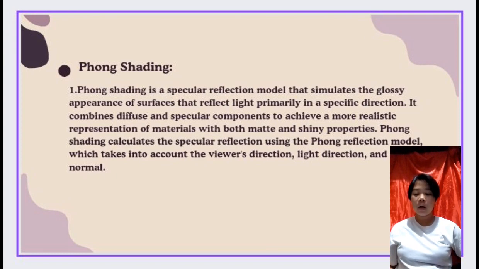Phong shading. Phong shading is a specular reflection model that simulates the glossy appearance of surfaces that reflect light primarily in a specific direction. It combines diffuse and specular components to achieve a more realistic representation of materials with both matte and shiny properties. Phong shading calculates the specular reflection using the Phong reflection model, which takes into account the viewer's direction, light direction, and surface normal.